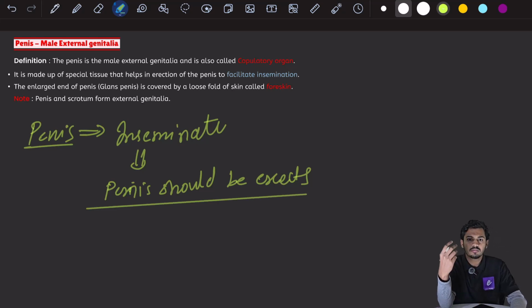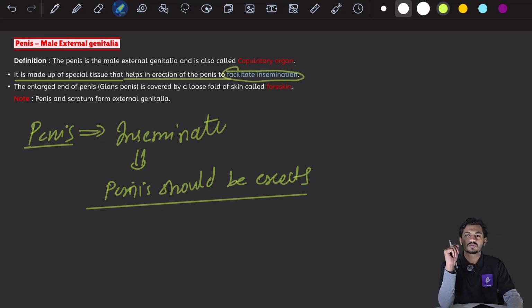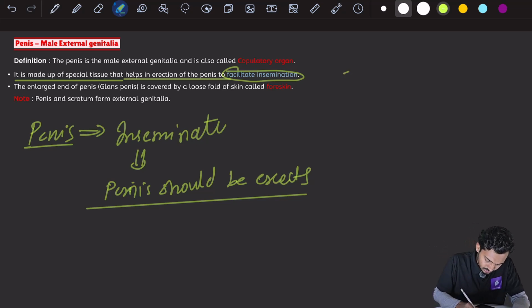हाउ द पेनिस विल बिकम इरेक्ट. सो ये पेनिस के अंदर दोस्तों एक स्पेशल टिश्यू होता है which will keep the penis erect so that the penis can inseminate or the person can inseminate. Understood? So आप देख सकते हैं the penis is made up of special tissue that helps in erection of the penis to facilitate insemination. तो पेनिस के अंदर स्पेशल टिश्यू होता है जो पेनिस को इरेक्ट रहने में मदद करता है ताकि इंसेमिनेट हो सके.